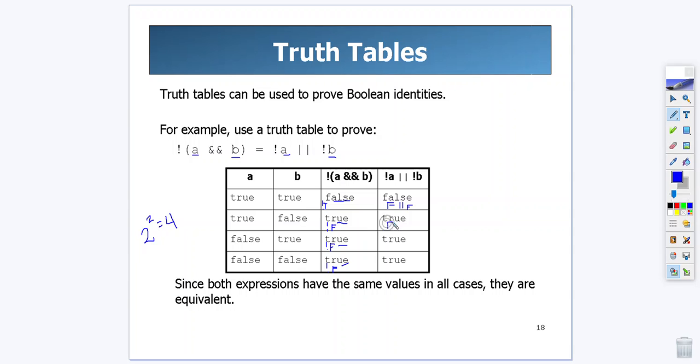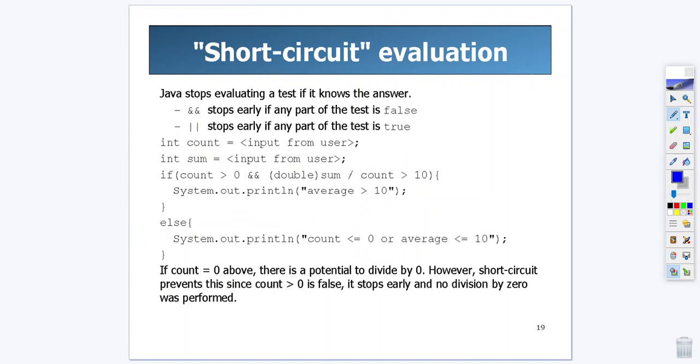If I negate A, and if I negate B and I OR it, it would evaluate to true. And then here, if I negate and negate, it would evaluate to true. You'll notice here, both of those are false, both of those are true, both of those are true, and both of those are true. That means these expressions are logically equivalent. They produce the same truth values given the same initial condition values.